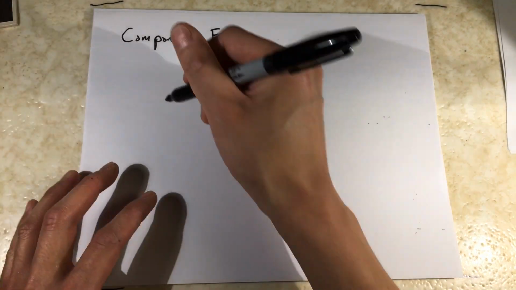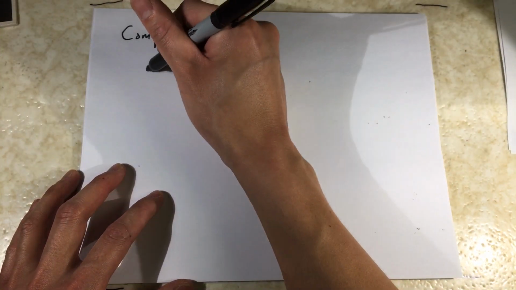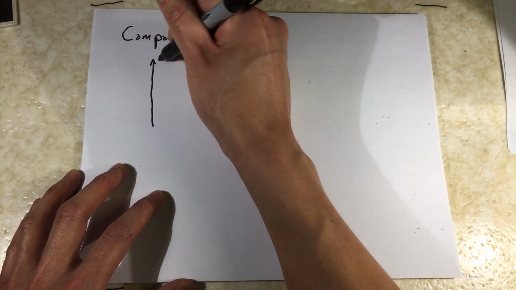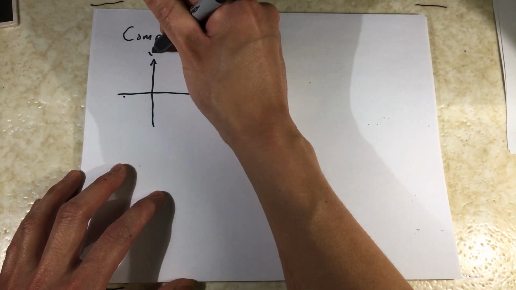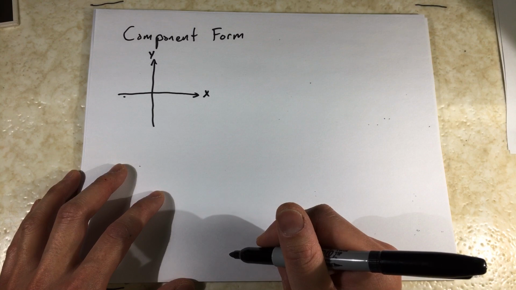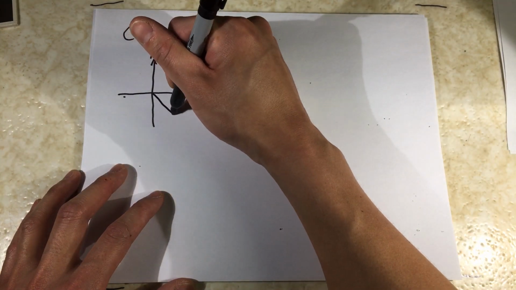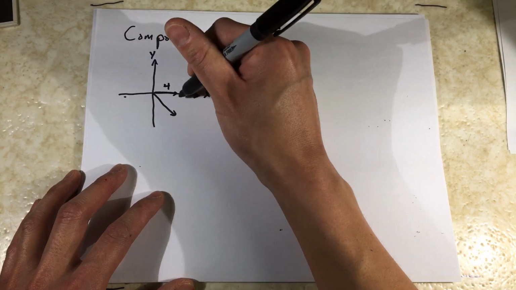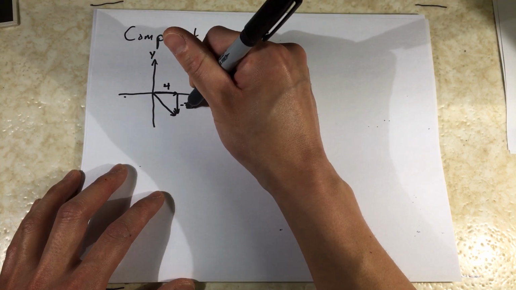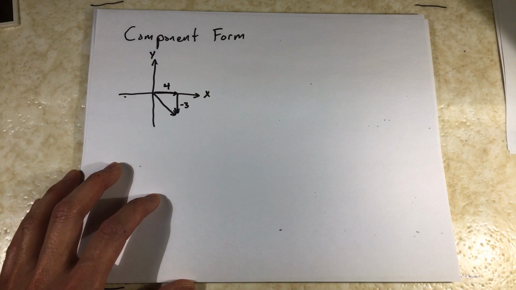All right, so let's say that we have some vector, and let's say that our vector is something like this, and to get here we have to move 4 units in this direction, and then we have to move 3 units down. All right, so that is our vector.